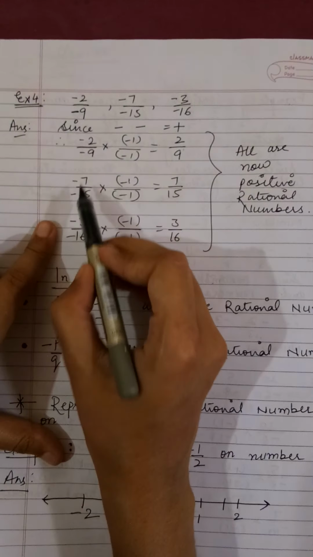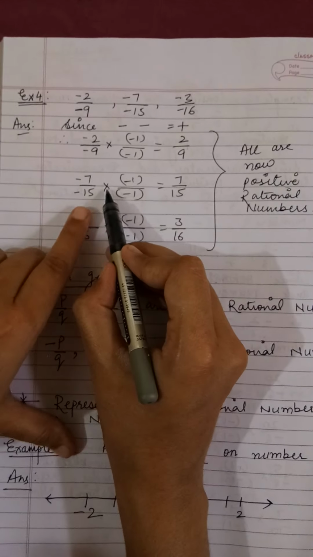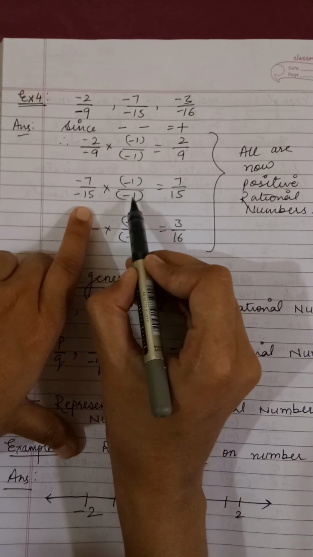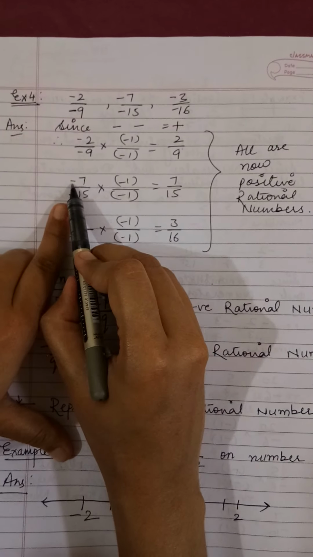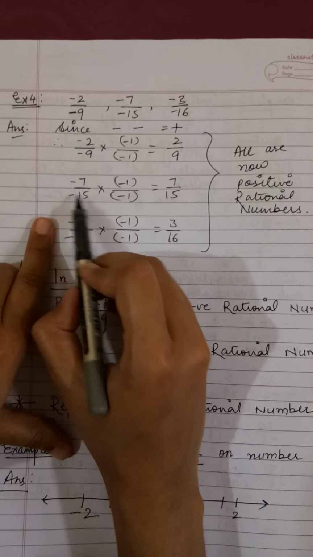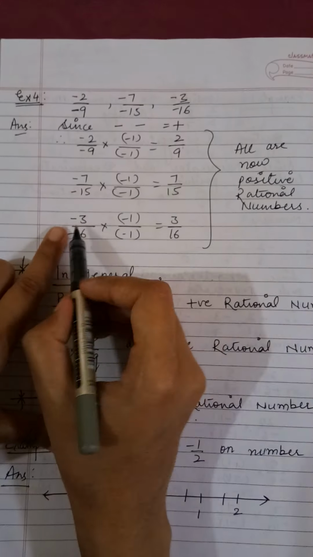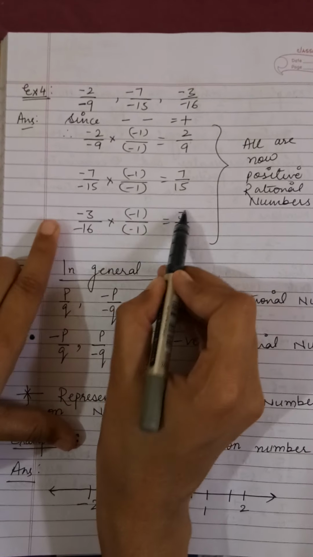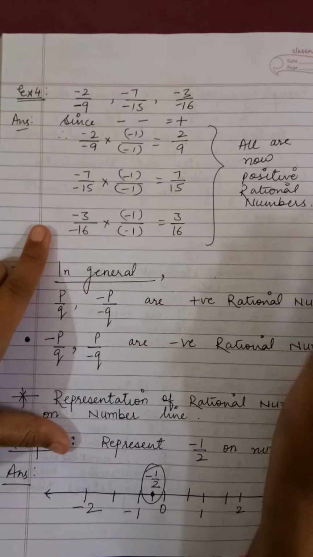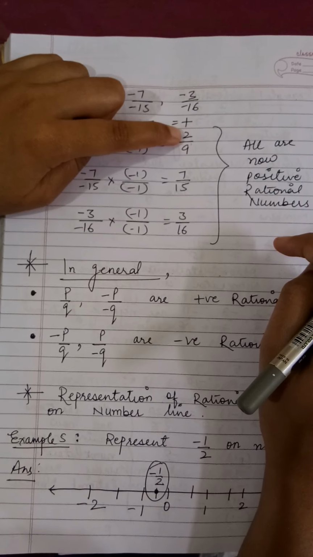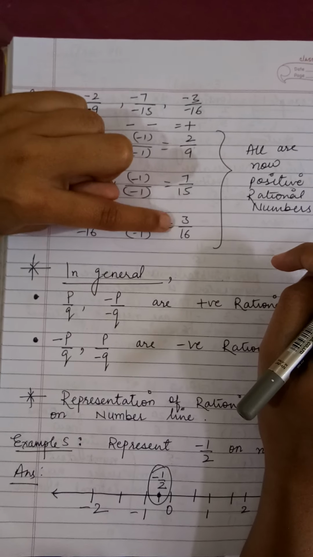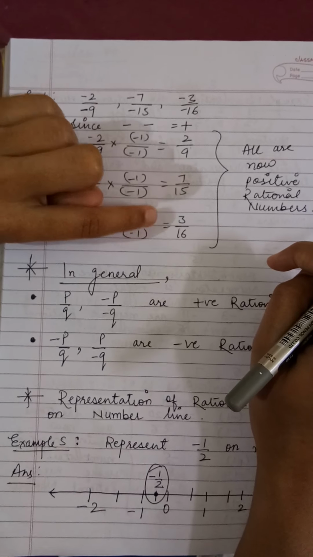Similarly here also, minus 7 upon minus 15 is there. So what you're going to do is multiply by minus 1 and divide by minus 1. Minus minus plus, 7. Minus minus plus, 15. Again minus minus plus, 3. Minus minus plus, 16. So now all these, you can see that since no sign is there, the sign is positive. All are now positive rational numbers.